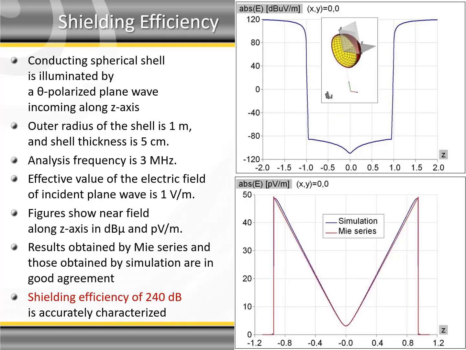Extended limit for characterization of shielding effect is demonstrated on the example of a conducting spherical shell illuminated by a theta polarized plane wave. The outer radius of the shell is 1 meter. Shell thickness is 5 centimeters. Analysis frequency is 3 MHz. Figures show near field along the z-axis in dB micro and picovolt over meter. Results obtained by Mie series and those obtained by simulation are in good agreement. Shielding efficiency of 200 dB is accurately characterized.